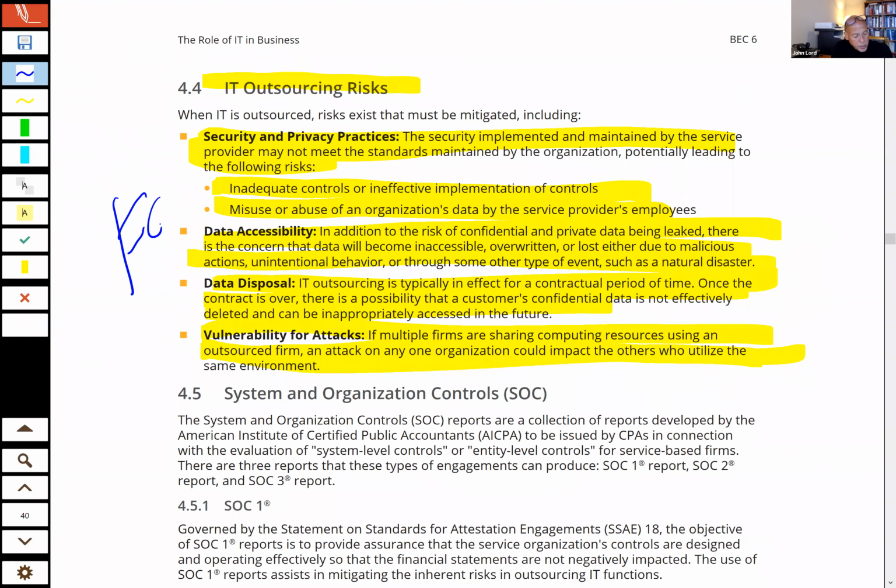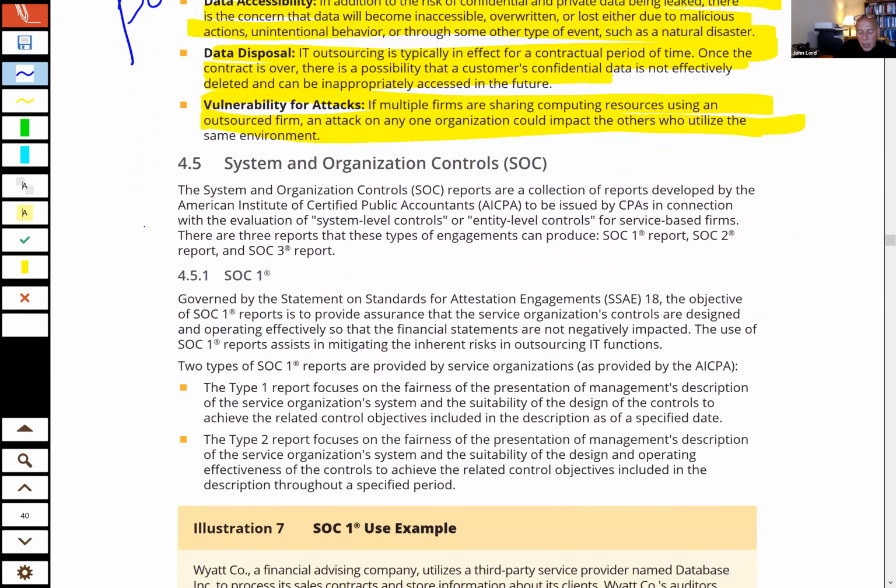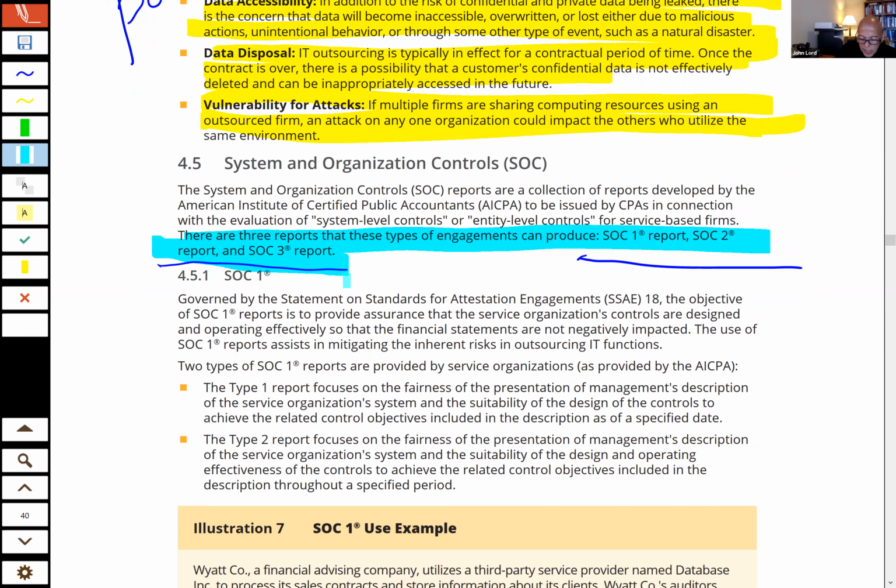Now, what I find interesting, the way we have described this, we have these different system and organization control reports, and there are 3 of them: an SOC1, an SOC2, and an SOC3. What is interesting here is that the AICPA, the American Institute of Certified Public Accountants, who writes your exam, has gotten involved in writing standards for auditors that give assurances around an entity's systems, and it's usually for outsourced providers.